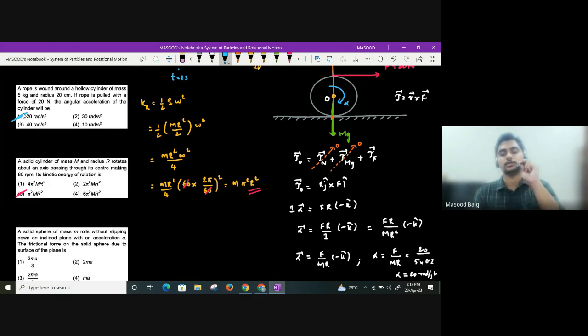So what will I do? I'll consider an axis passing through that point and perpendicular to the plane. Now I will see whether the line of action of forces is passing through that point or not. If the line of action of force is passing through that point, there won't be any torque due to that force. If line of action of force is not passing through the point, then there will be torque due to that particular force, guys. Clear everyone?